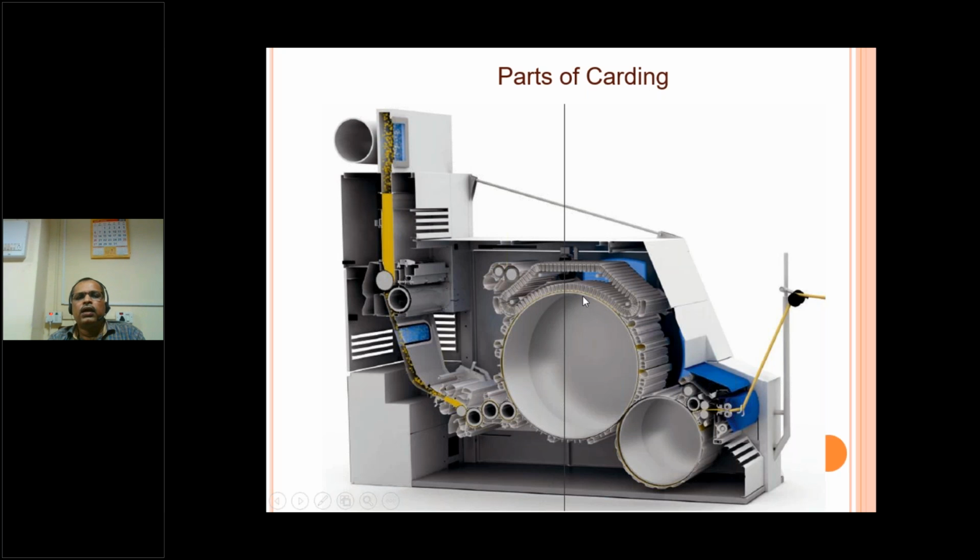All these cylinders are covered with the wire points, which separate the individual fibers from the flocks one by one. And this flat rotates over this cylinder with a very low speed. And again, whatever the short fibers and dust are charged to these flats' wire points, when these wire points come out, they will be cleaned, and then again the fresh cleaned flats will come into action.